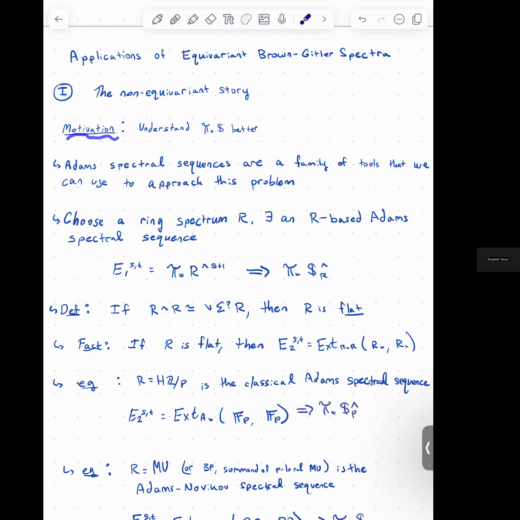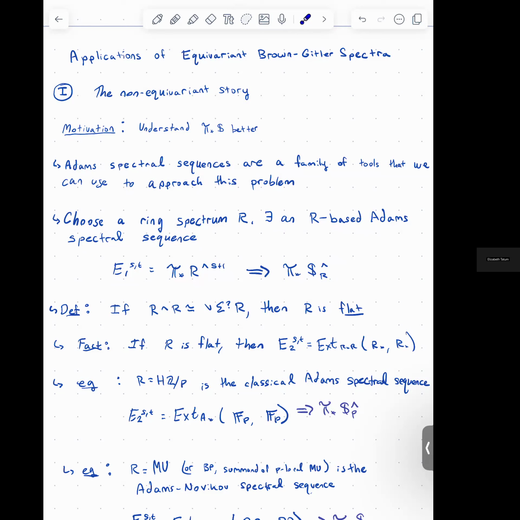So some very, very broad motivation is that we would all really like to understand the homotopy groups of the sphere better. And Adams spectral sequences are one family of tools that we can use to approach this problem. Just to recall what an Adams spectral sequence is, you can choose a ring spectrum R, then there should be an R-based Adams spectral sequence. Its E1 page is going to take the homotopy groups of R smashed with itself many times, and it should converge to the homotopy groups of the R-completed sphere. So that's the E1 page. Then you would want to know what the E2 page is.